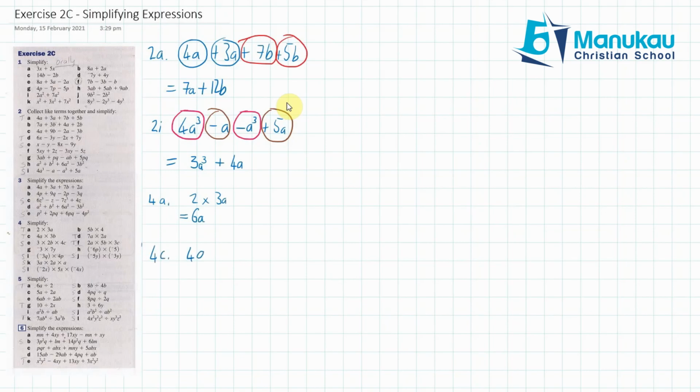Here I have 4a's times 3b's, and the way you do this is you've got your 4 times 3, which is 12, and that's times a times b, so you'd write it 12ab. So 4 times 3, 12, a times b, so it ends up being 12ab.